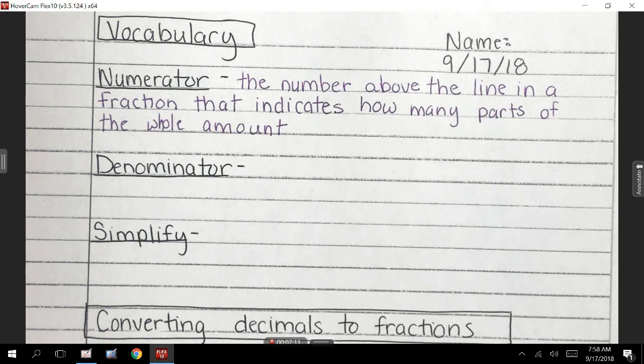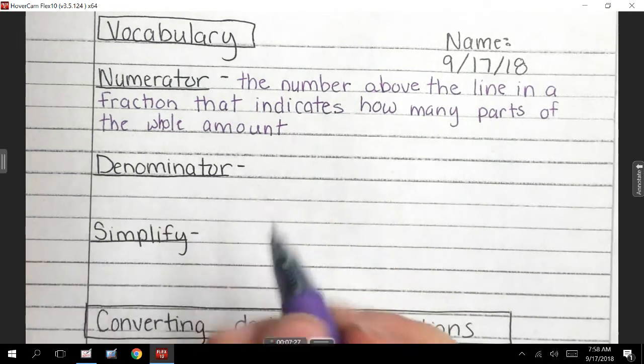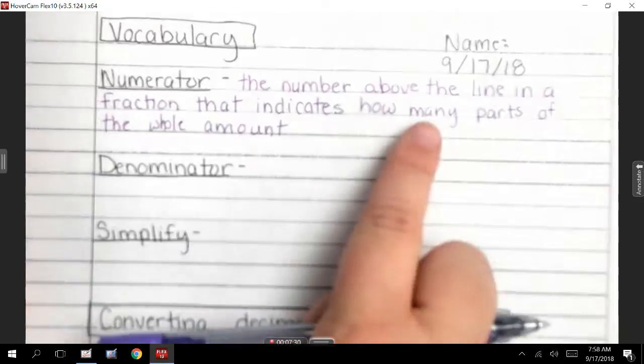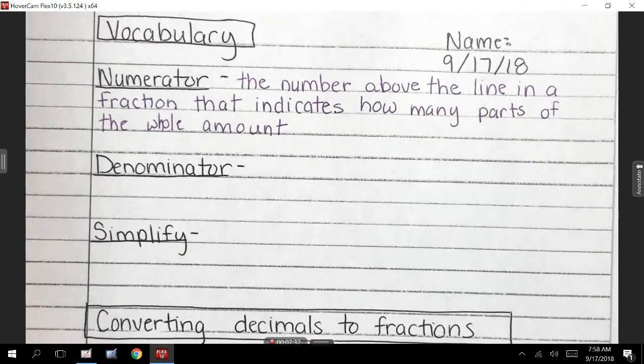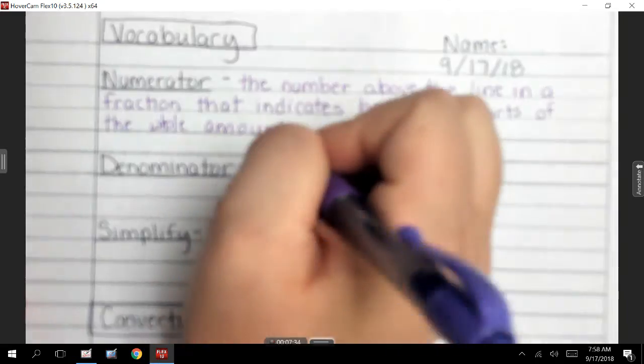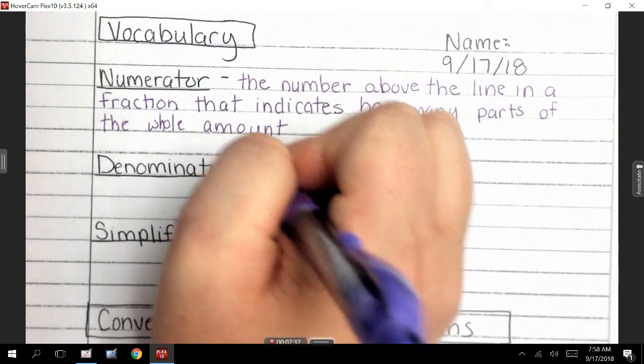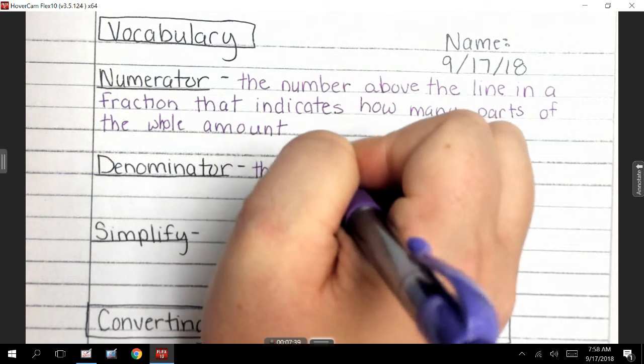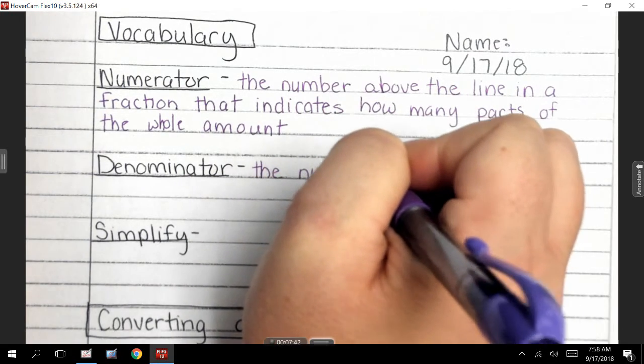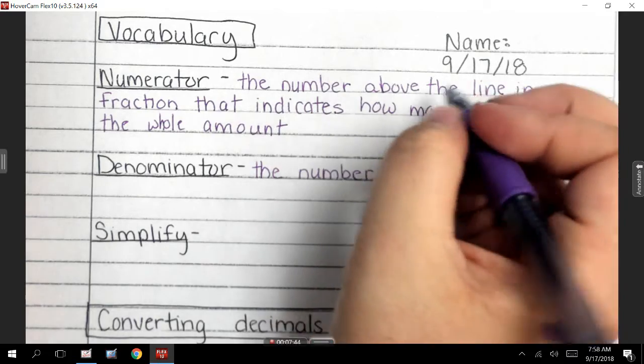Denominator, go ahead. The number below the line in the fraction that indicates how many spaces of the fraction? Yeah, so it's going to be the number below the line. It would be how many pieces the whole amount is split into. Up here the numerator is important. We know that that's just the piece, that's the part. The denominator, we do want to know it's the number below the line. All right, I like how, Joseph, you're trying to get that definition worded similarly.